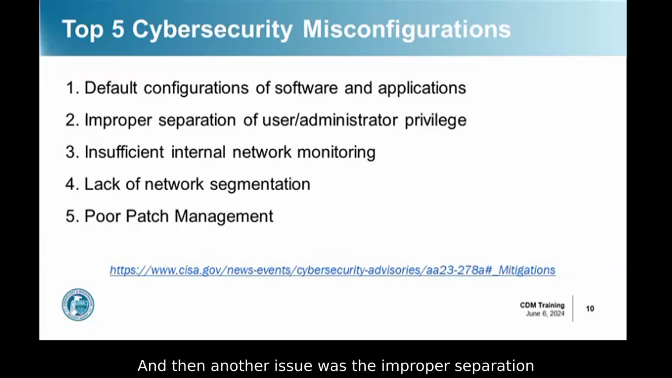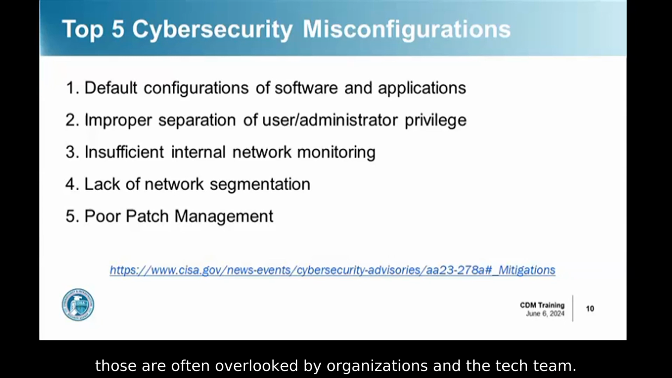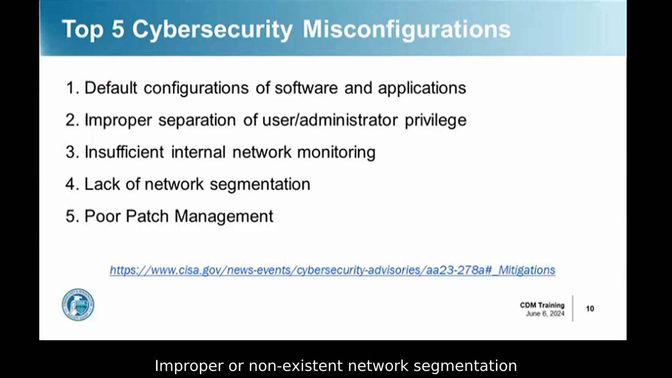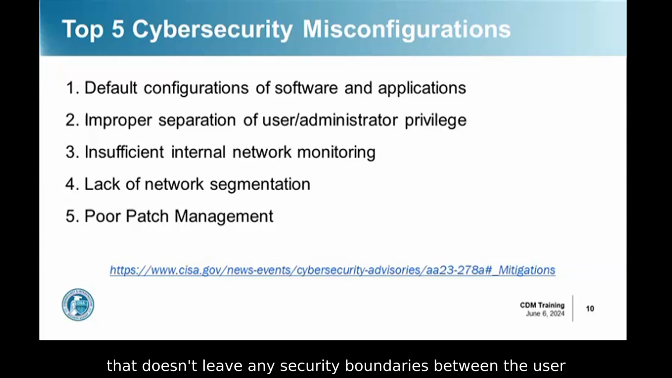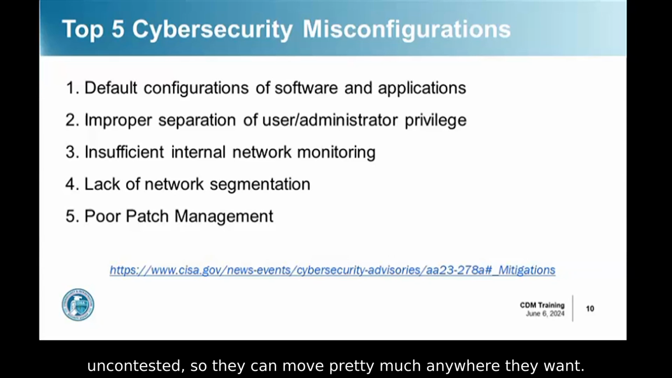And then another issue was the improper separation of account privileges. And this can allow a malicious actor to move through the network quickly and covertly with one compromised account. Also, insufficient network monitoring and configuration for things like host and network sensors and end host logging. Those are often overlooked by organizations and the tech team. Okay. Improper or non-existent network segmentation. That doesn't leave any security boundaries between the user, production and critical system networks, and it allows for a bad actor to traverse the network uncontested, so they can move pretty much anywhere they want.